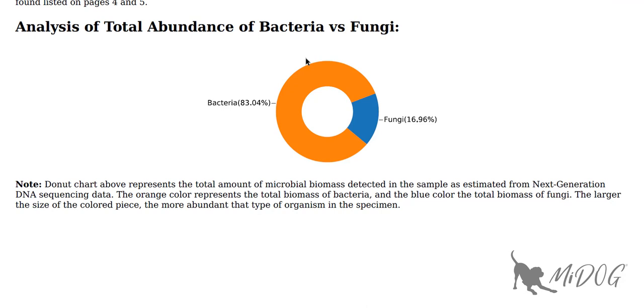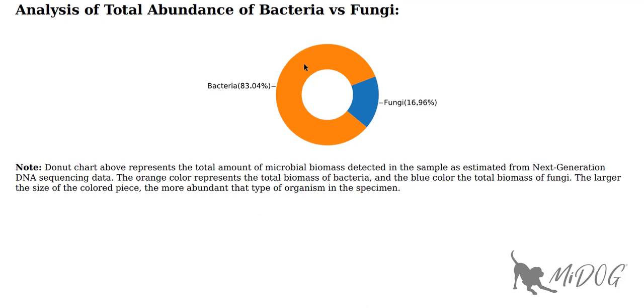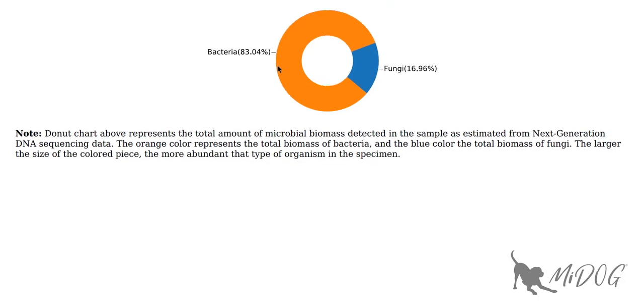The next section here is the analysis of total bacterial and fungal abundance in the profile. This is the ratio of total bacteria versus fungi in the sample that we processed. This section is very useful to help us identify if the sample has a potential bacterial infection or fungal infection.